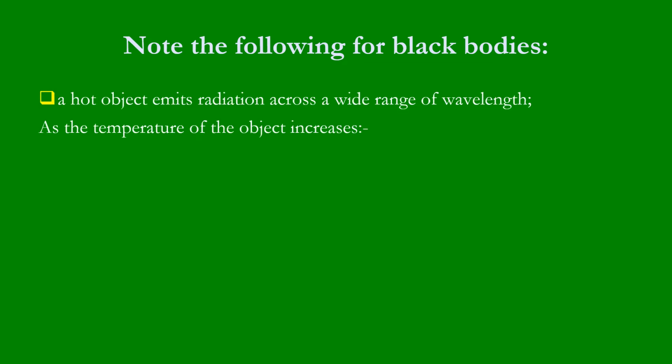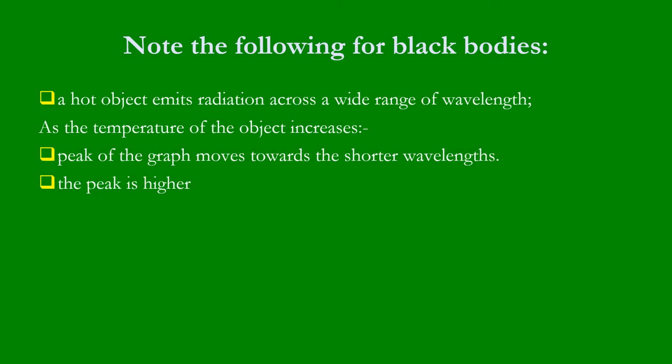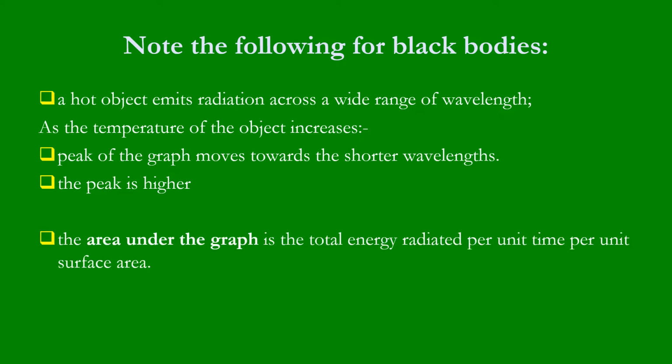So for these black bodies, as we said, for a hotter star, it's more shifted towards the lower wavelength. So think about what we've looked at with energies of photons. Higher energy photons are high frequency and lower wavelength. So that's going to shift more towards the left. The peak is higher as well for a hotter star, and the area under the graph gives us the total energy radiated per unit time per unit surface area.